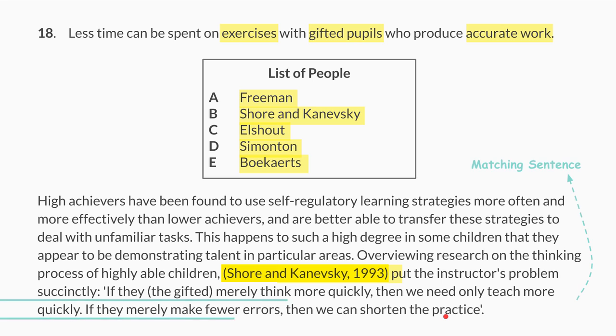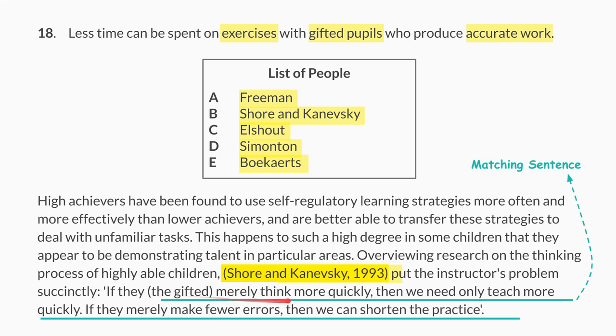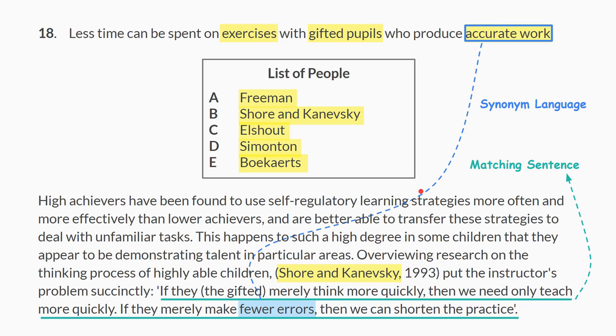So here, what we see is the matching sentence. We're going to find out which question this answer choice matches up with by reading around this area. Right here we have synonym language. It says fewer errors, which is synonym language for accurate work. And we have another synonym language here. It says shorten the practice, and that is synonym language for less time can be spent on exercises. So shorten the practice, you can spend less time on exercises. Those are the examples of synonym language used in this matching sentence.